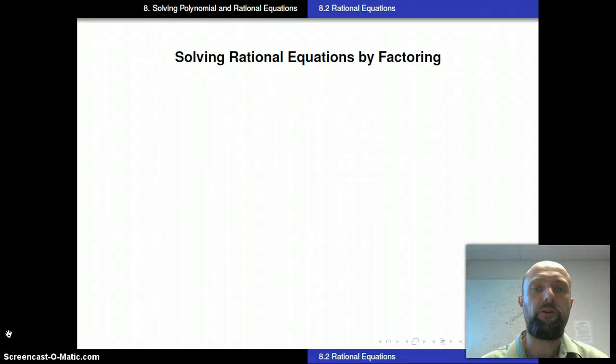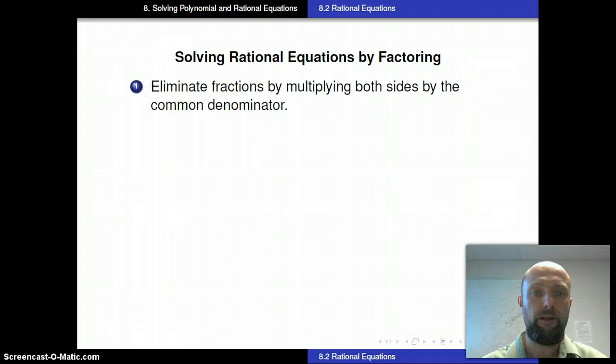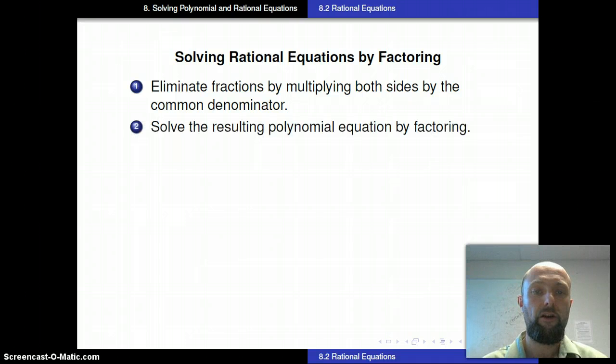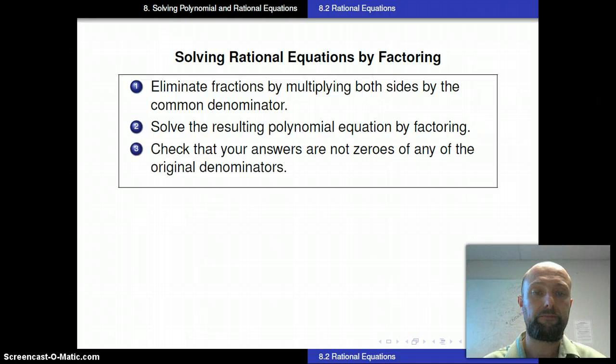We have the following strategy for solving rational equations by factoring. We eliminate fractions by multiplying both sides by the common denominator. We solve the resulting polynomial equation by factoring. And very important, we check that our answers are not zeros of any of the original denominators.